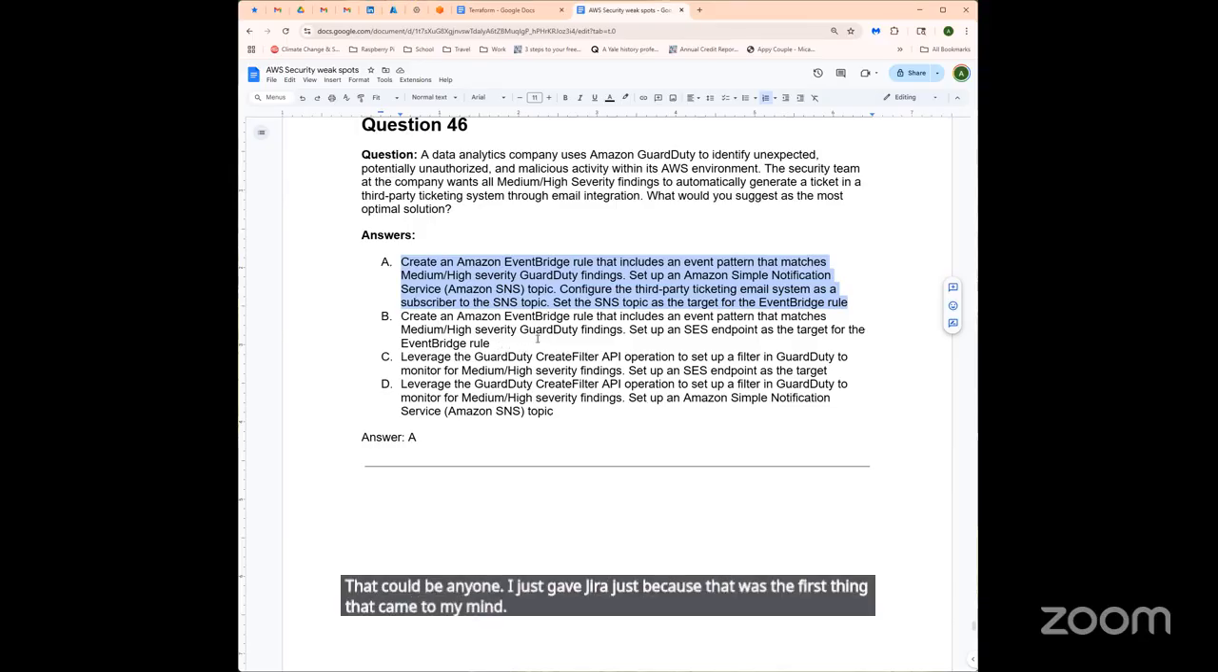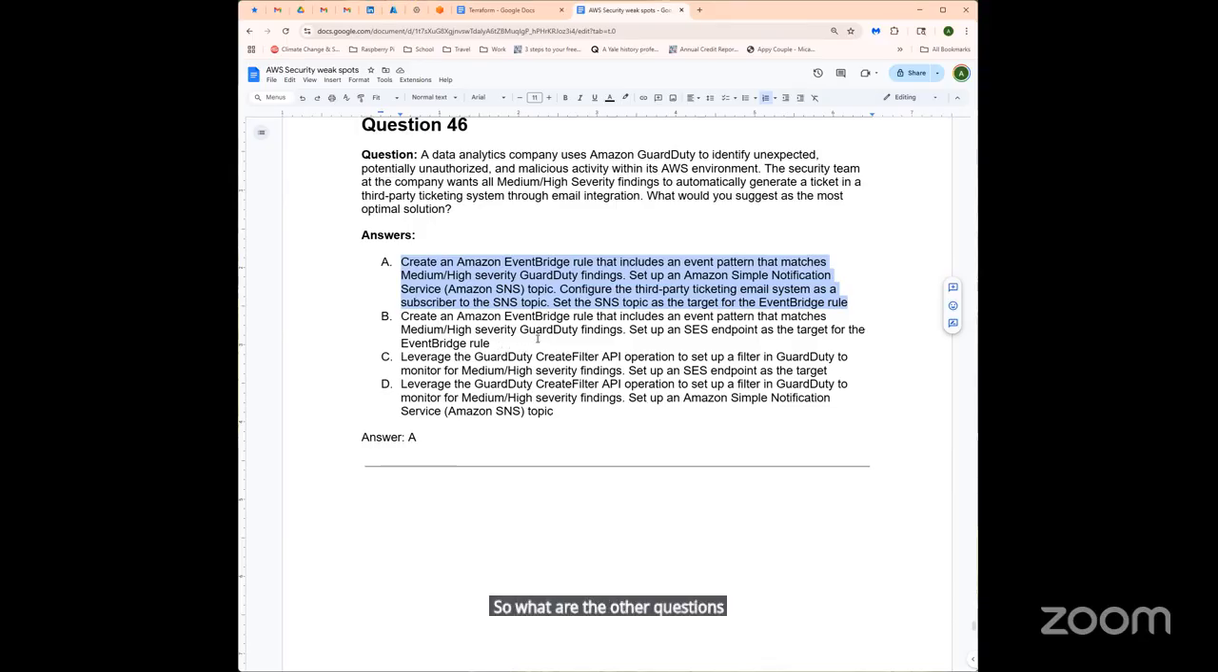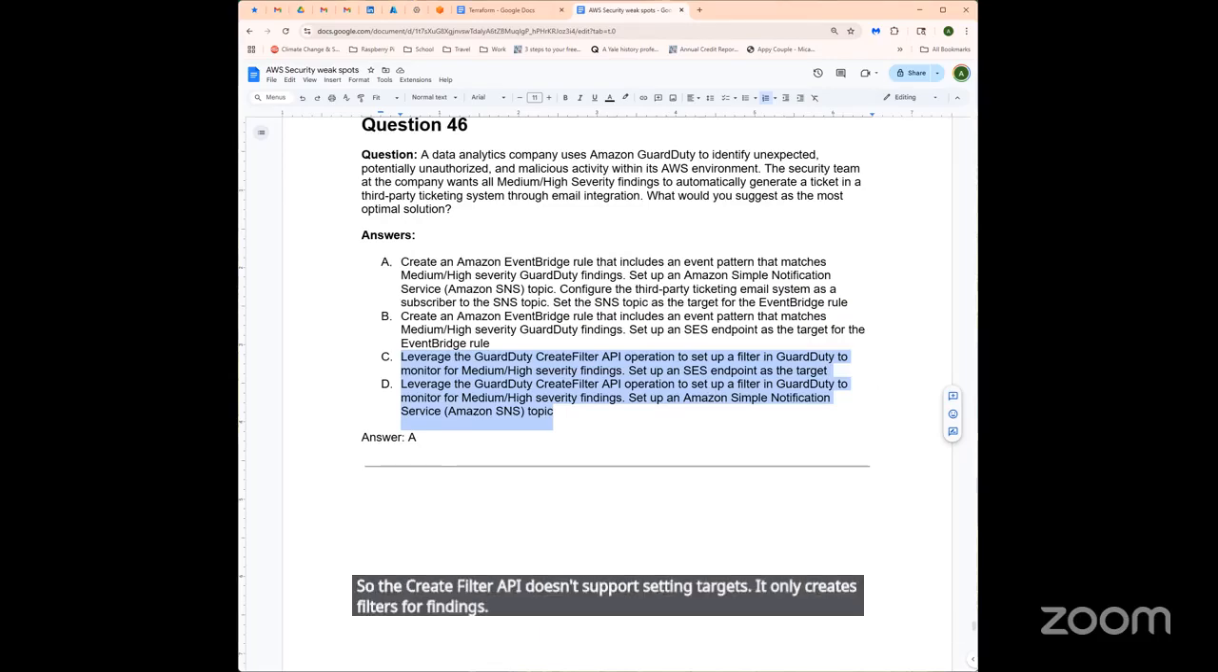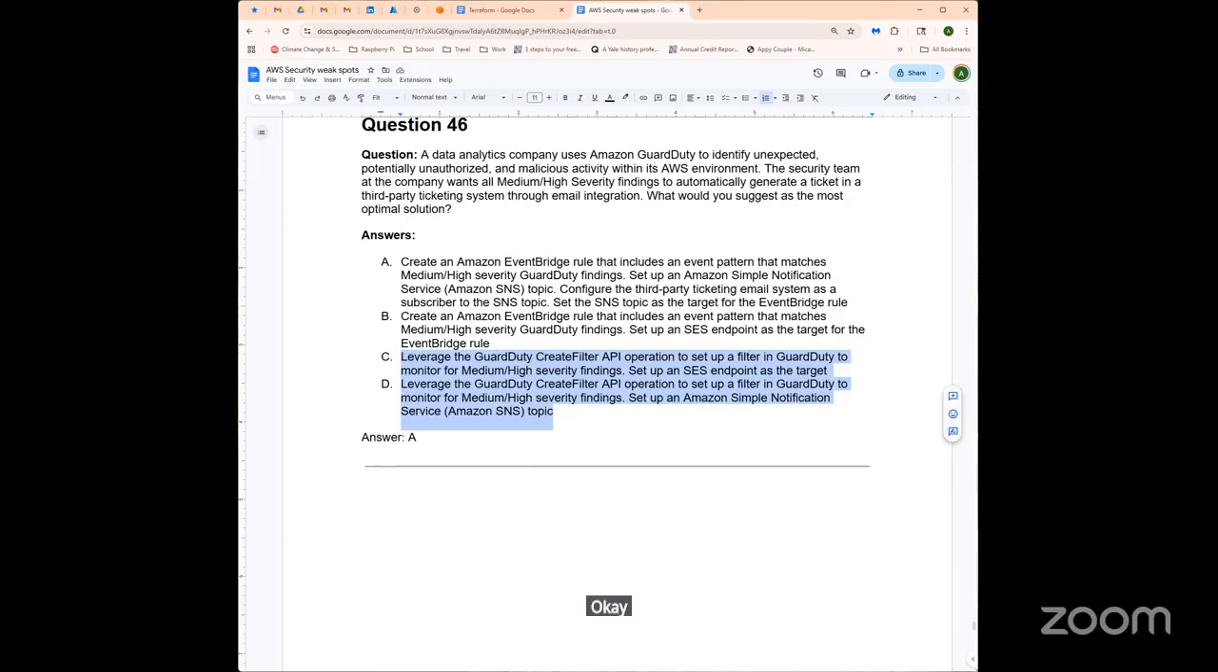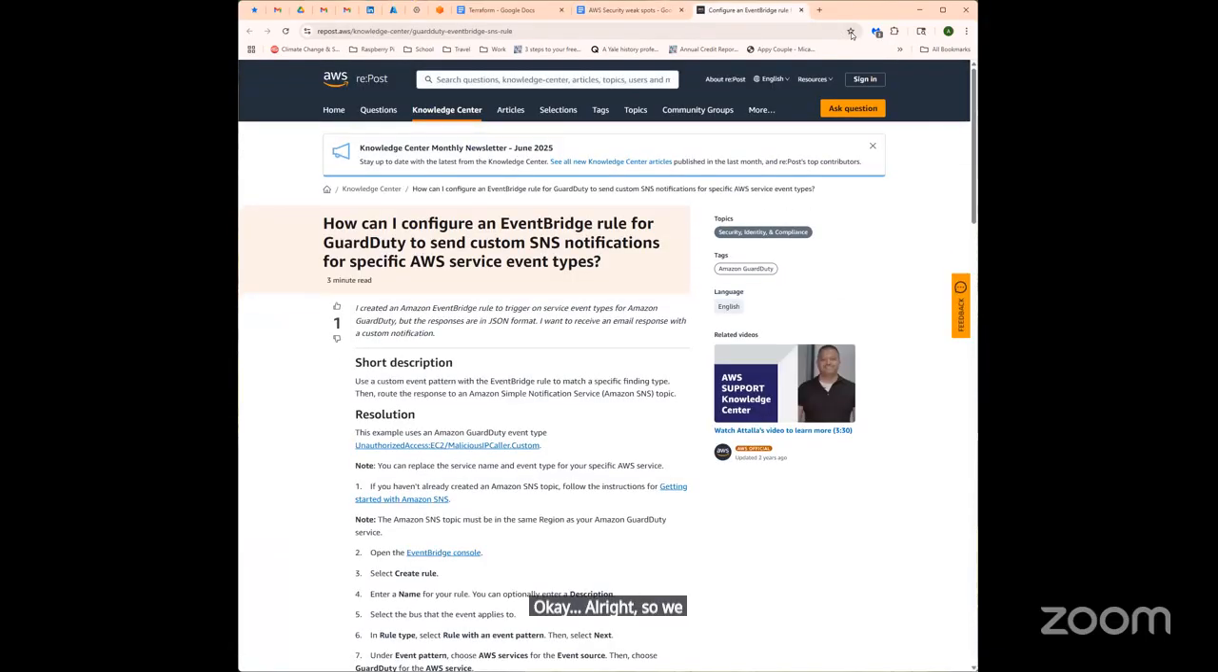So why are the other answers incorrect? Let's see this one. All right, so this is EventBridge with SES. EventBridge doesn't support SES as a target. And then these GuardDuty ones with APIs, with filters. The create filter API doesn't support setting targets. It only creates filters for findings. Okay, all right, so we'll go for here.